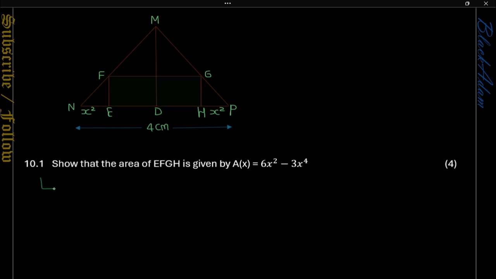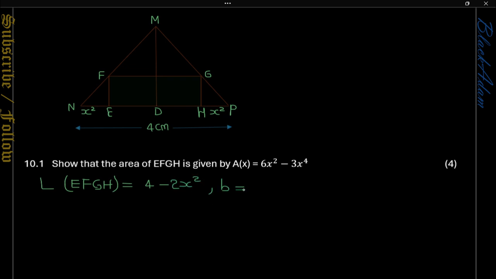And then from there, we have the length. The length of the rectangle, that's the length of EFGH. So that is going to be 4 minus 2x squared. So that's going to be our length. So we're happy with our length.